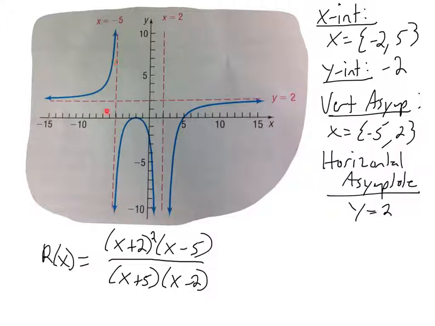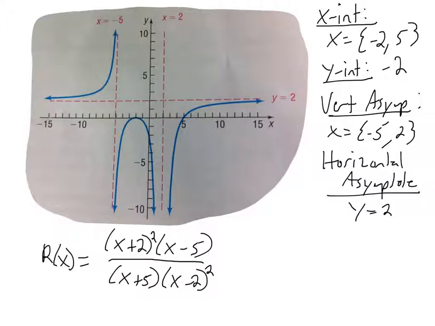So this asymptote has to have a multiplicity of what? 1. So we'll just leave the x plus 5 as is. But for the x minus 2, these both go down to negative infinity. So what has to be true about the multiplicity of this asymptote? It's going to be even, so we'll make it x minus 2 squared.